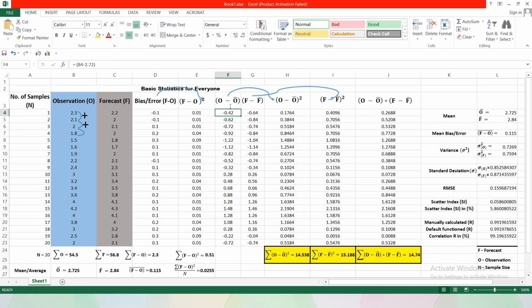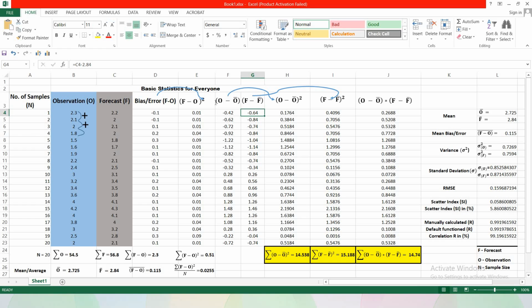So this column is the difference between the observed data and the mean of the observation, that is O minus O bar. Similarly, in the case of the forecast, F minus F bar is the difference between the forecasted data and the mean of the forecast.